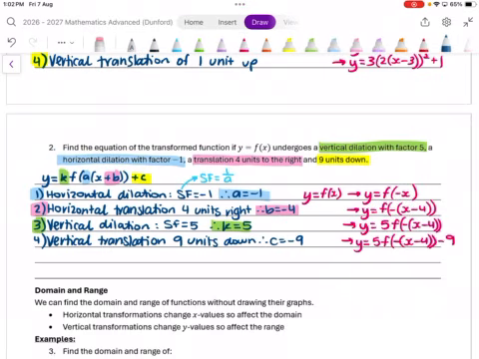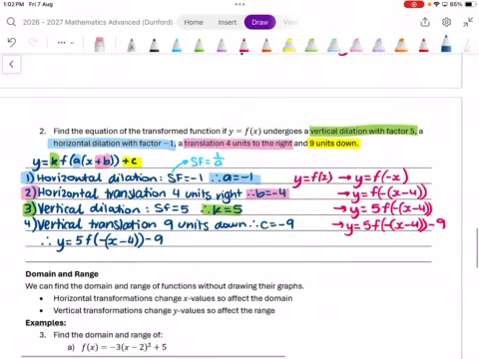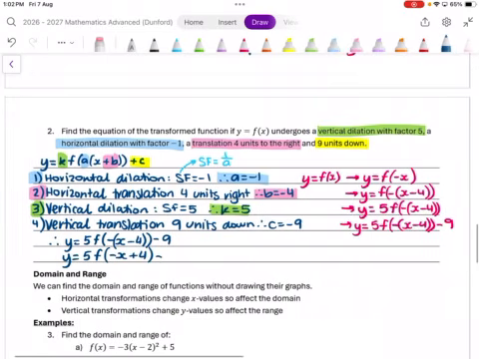So the question is asking us to find the equation of the transformed function. So we have y equals 5f, lots of negative, lots of x minus 4, minus 9. What we can do here is expand the brackets within the brackets. So we can write that we have y equals 5f, lots of negative x plus 4, minus 9. Okay, so there are 2 different styles of questions that we have.